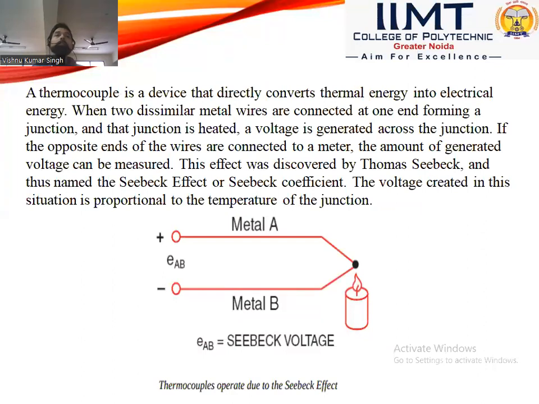A thermocouple is basically a device that directly converts thermal energy into electrical energy. When two dissimilar metal wires are connected at one end, forming a junction, as we can see from the diagram as well, and that junction is heated, a voltage is generated across the junction. If the opposite ends of the wires are connected to a meter, the amount of generated voltage can be measured. This effect was discovered by Thomas Seebeck and thus named the Seebeck effect or Seebeck coefficient. The voltage created in this situation is proportional to the temperature of the junction.